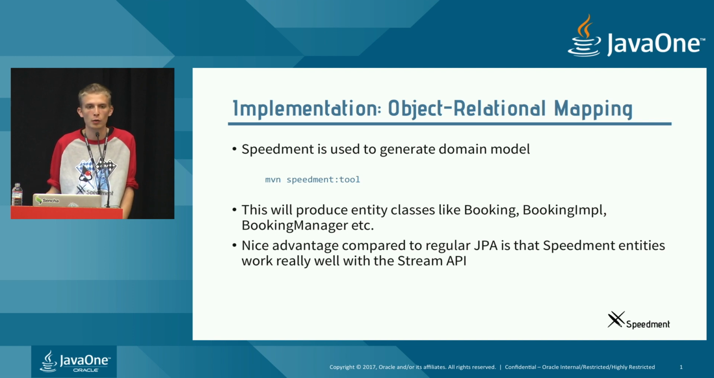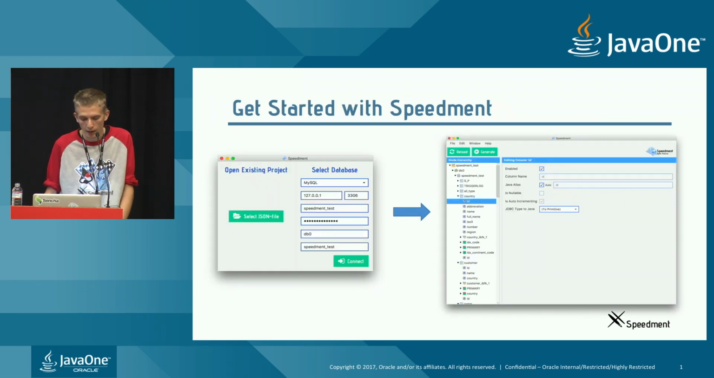It's similar to how JPA does things, except that with Speedment, we generate the boilerplate for you, while JPA generates the database from the code, so it's the other way around. And Speedment is designed to work with the Stream API, which works really well in this case. So when Speedment starts, you connect to the database in a graphical dialog. You just press generate, and you have 95% of your application done already.